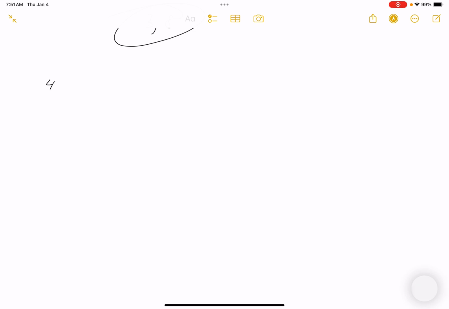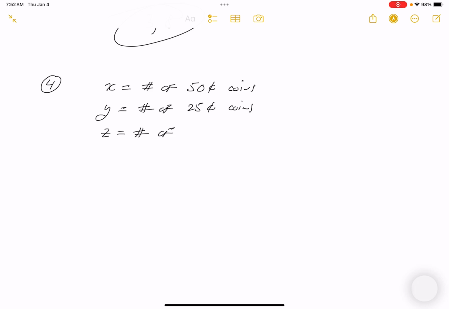So in number 4, and again, I'm going to talk pennies, by the way, I'm going to say X is the number of 50-cent coins. And I'm going to go on to say Y is the number of 25-cent coins. All right, you can have 1 coin, 2 coins, so forth and so on. We also have Z is going to be the number of, what other coin did they have? I got to read that again. 50 cent, 25 cent, and 20 cent.